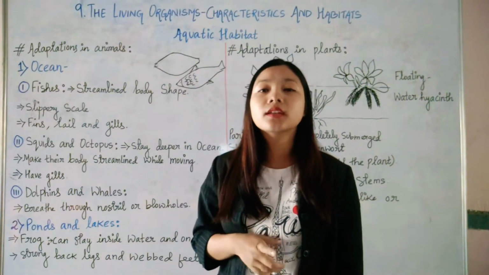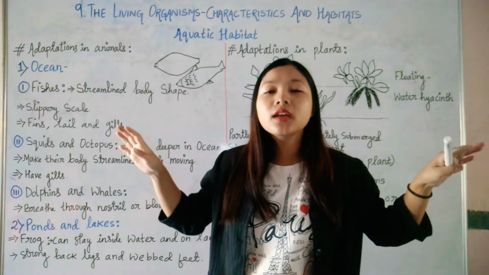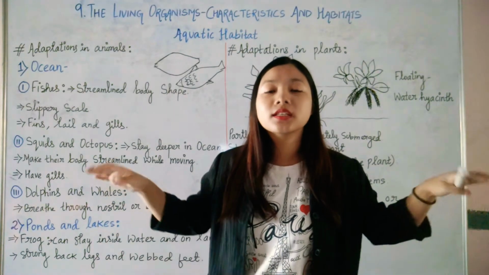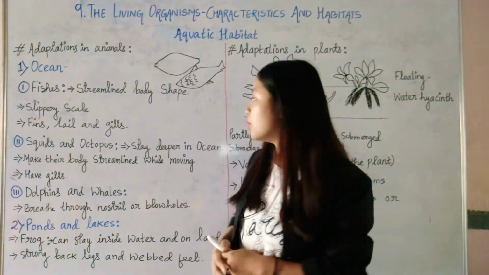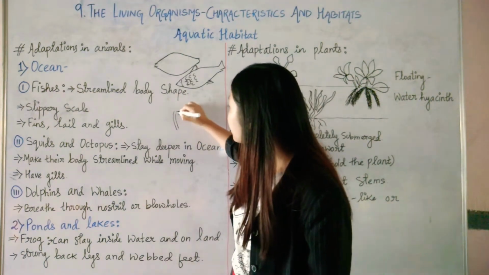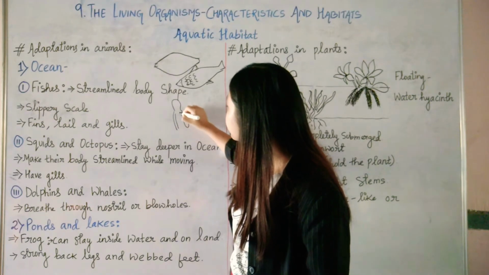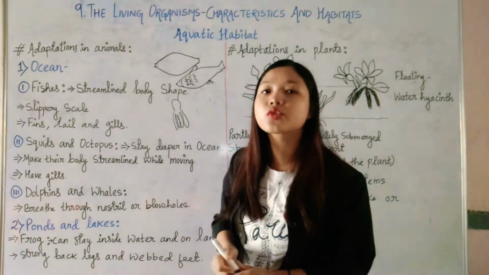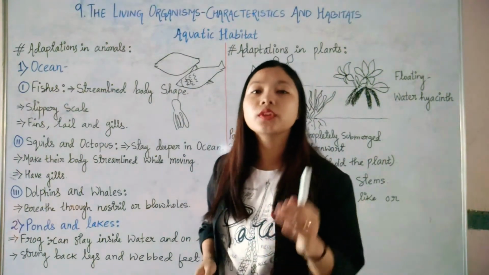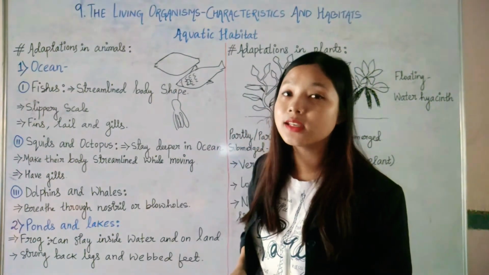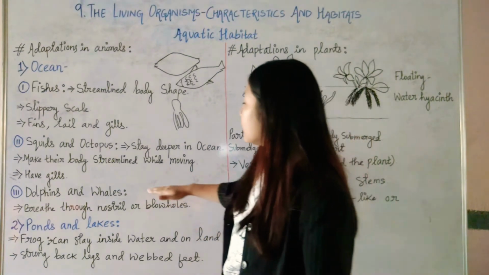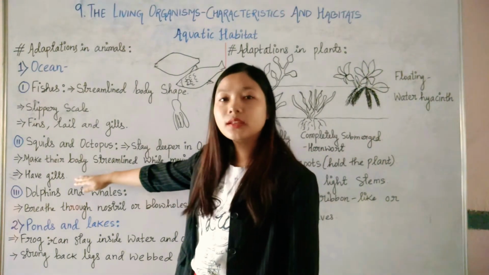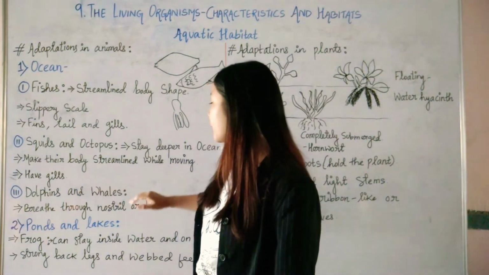Although they don't have a streamlined body, while moving, they make their body into a streamlined shape. You will see that octopus and squids, when they swim, they move their tentacles like this, and while moving, they tend to make their body streamlined, which will facilitate them in easy swimming. They also have gills like the fishes.